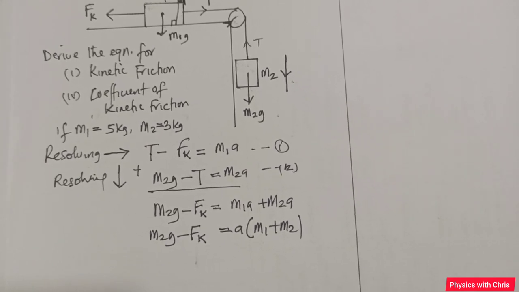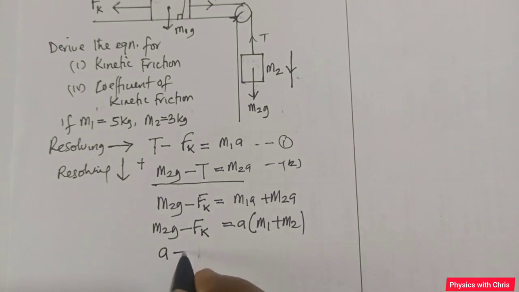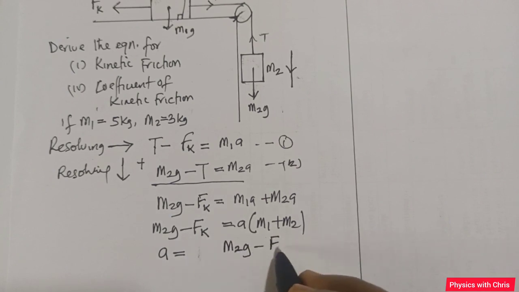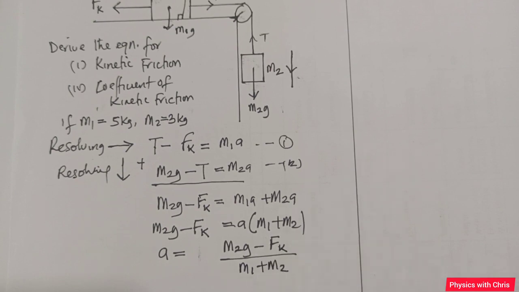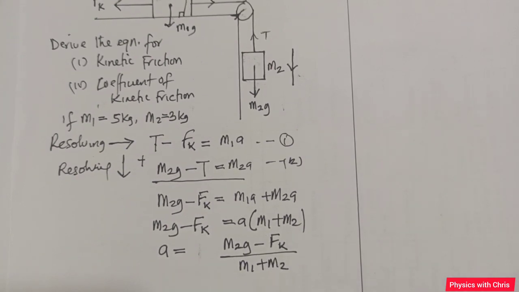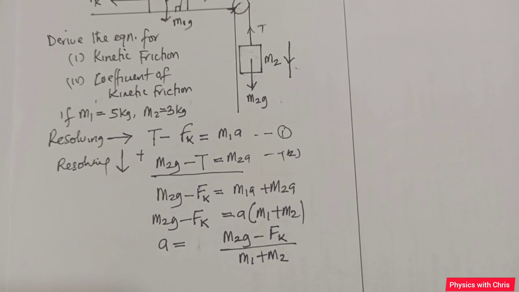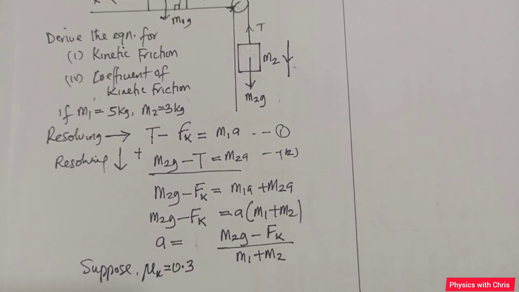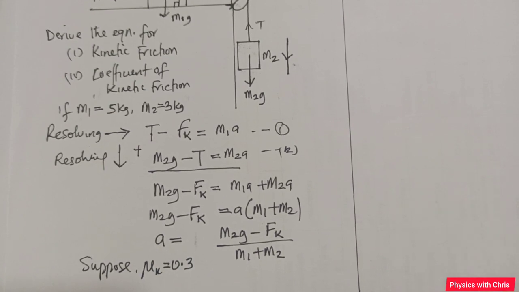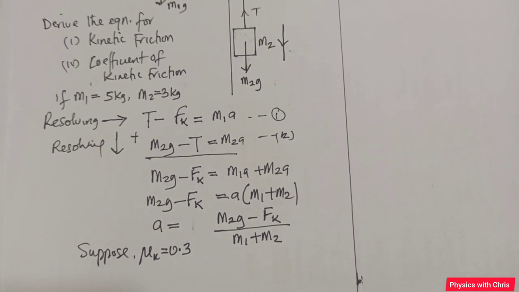Now if I'm to find the acceleration of these blocks, that is, their common acceleration, I'll need to write it like this: a equals M2g minus the coefficient of kinetic friction times the normal force, over M1 plus M2. So that is it. If I'm asked to find their common acceleration, I have that. Now suppose I'm given the coefficient of kinetic friction as 0.3. What's the common acceleration of the blocks? Let's do that first, and then I'll come back to write the expression for the coefficient of kinetic friction.